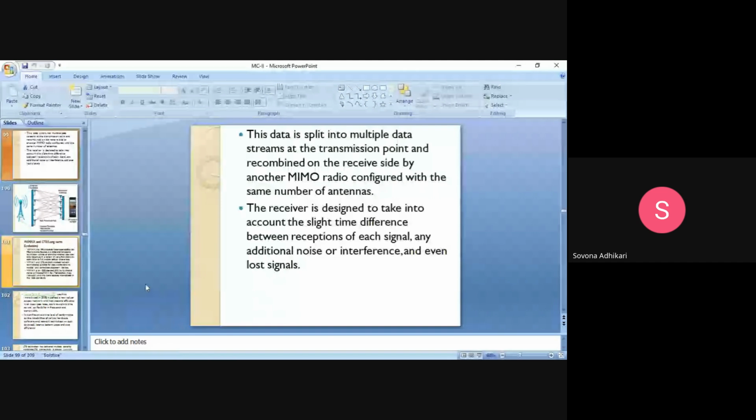Okay, so the same thing is written as you see here. The data is split into multiple data streams at the transmission point and recombined on the receive side by another MIMO radio configured with the same number of antennas. So the receiver is designed to take into account slight time differences between receptions of each signal, any additional noise or interference, and even lost signals.